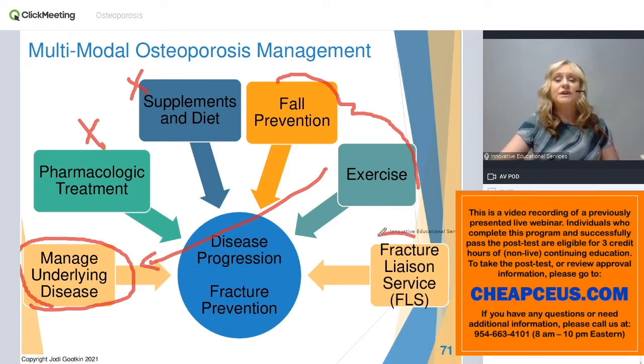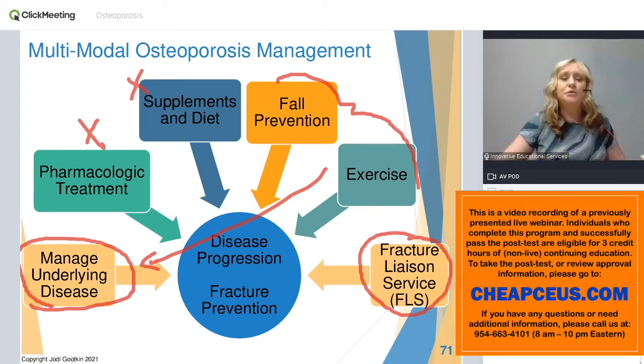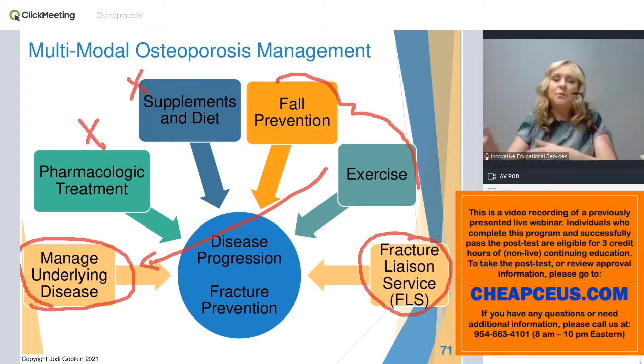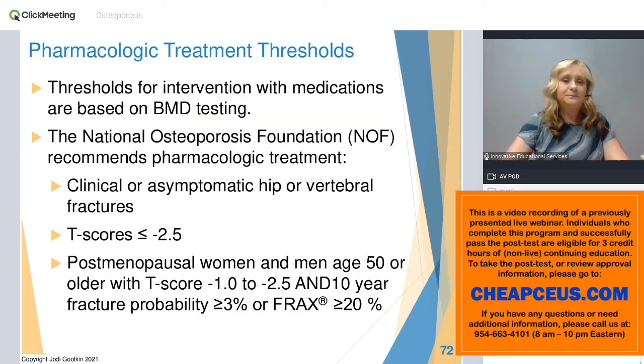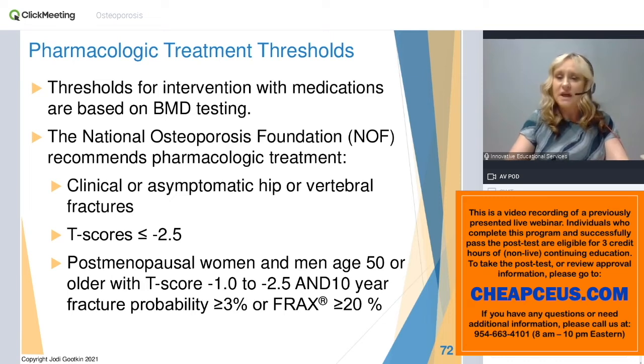And then fracture liaison services are a resource to help fill any of the other gaps. So the whole team is working together in order to slow the progression of the osteoporosis and help prevent fractures to maintain quality of life and longevity. Pharmacologic treatment thresholds have been established. Some patients may need more than just lifestyle and exercise management for their osteoporosis.